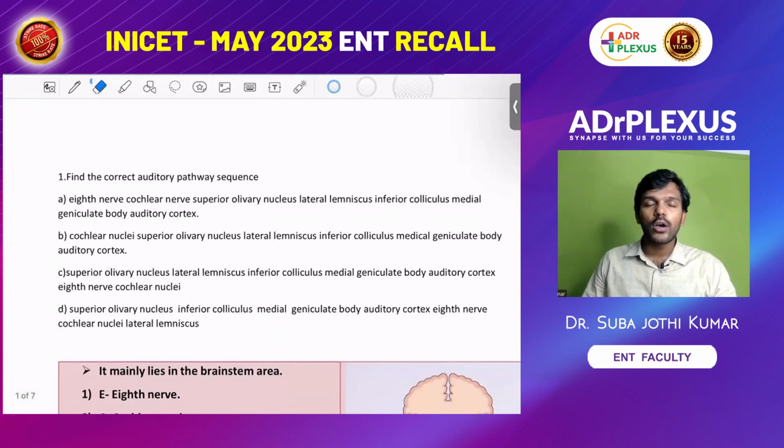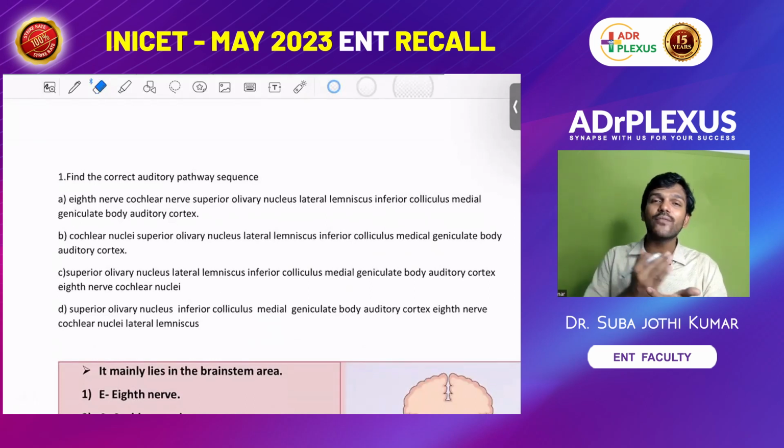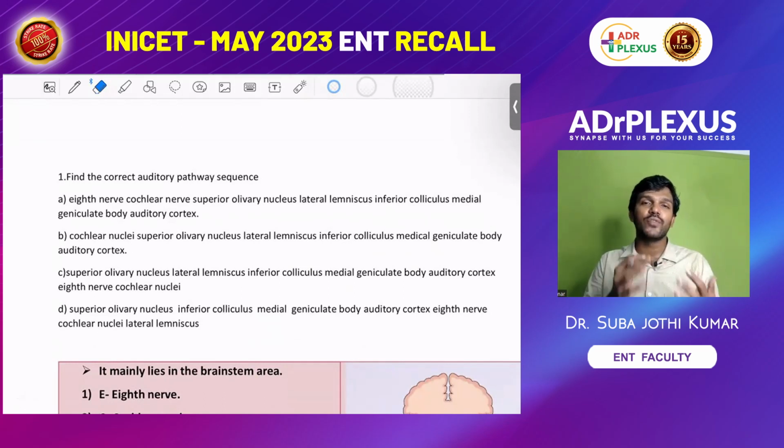We got almost 6 to 7 questions under ENT for INICET. We are going to dissect every single bit of question, every single bit of topic for you, so that you will have a clear vision when you approach your next INICET paper. First, we'll start with the question from otology.